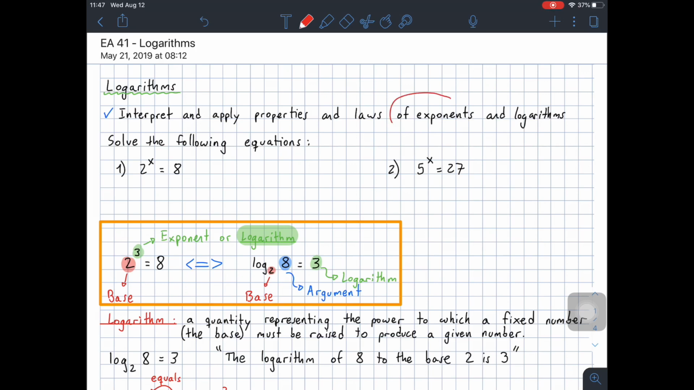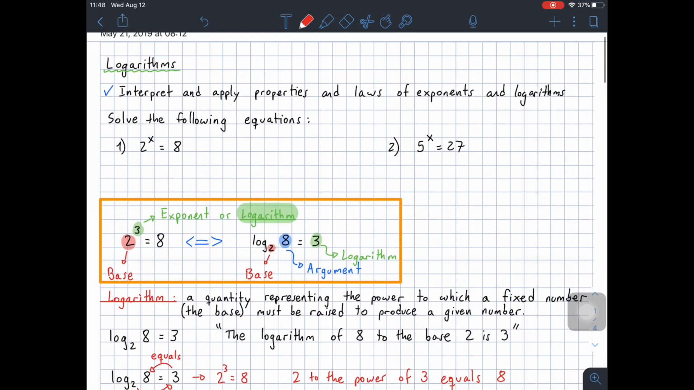We have already seen the properties and laws of exponents, but now we need to complement that with properties and laws of logarithms. So we're gonna start investigating this by trying to solve these two problems first. In the first case, it says 2 to the power of x equals 8. If I want to solve, the idea is to find the value of x that satisfies the equation, right? So with the tools that we know up to now, we can solve this by equating the bases, right?